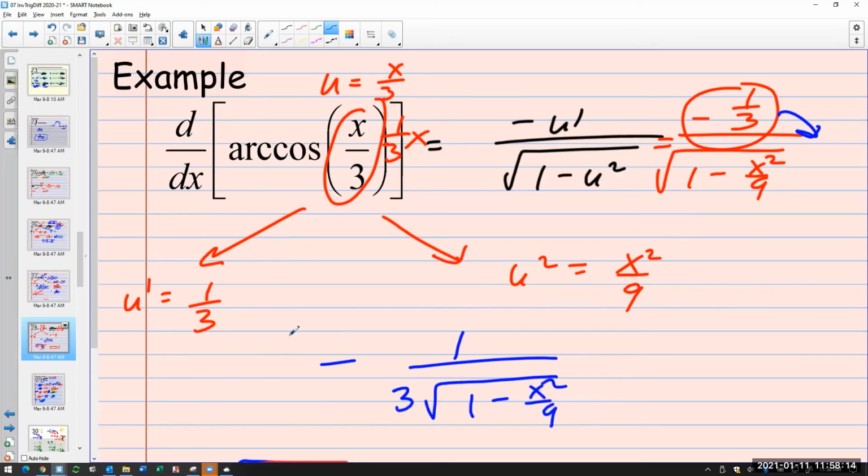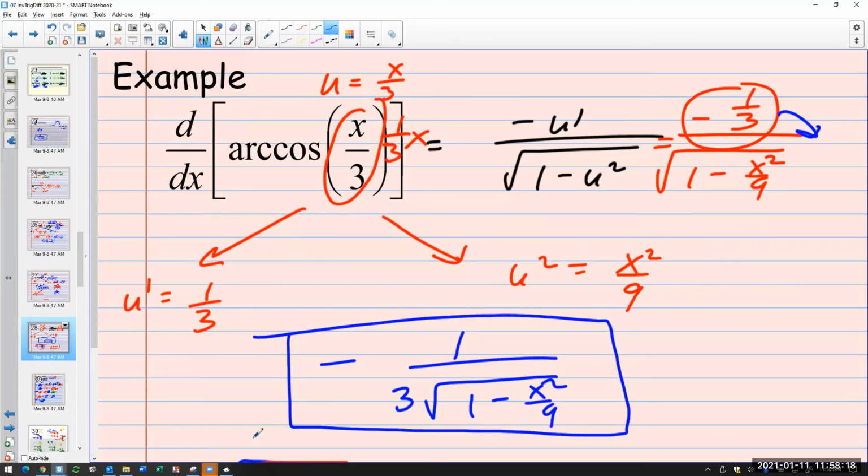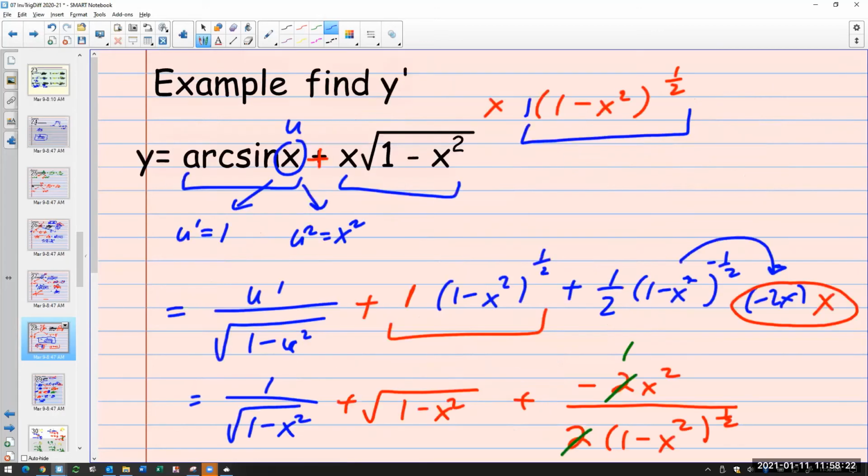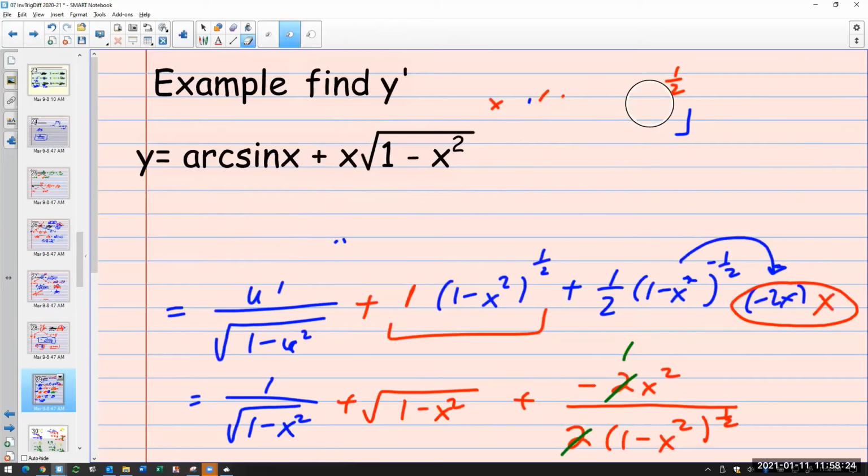And I'm good stopping there, but you have to be able to bounce the numerators out. Are you guys good with that? Okay, let's do another one. This one's kind of similar to your number 3 on your homework.